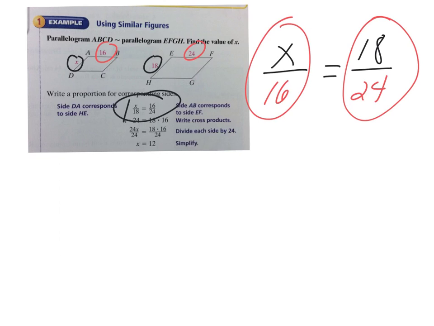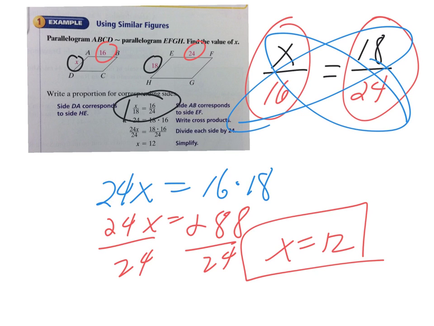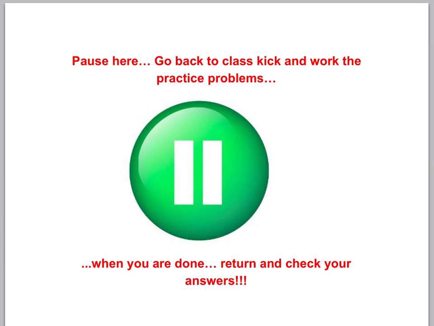Alright, so cross products are going to also work out the same. So the X and the 24 get multiplied, so 24X equals 16 times 18. So it's going to give us 24X equals 288. Divide off our 24 on both sides, and X is still 12. Again, it might look a little different than the way they set it up, but this is another way to do it. Same thing. So pause here, go back to Class Kick, and work a problem.